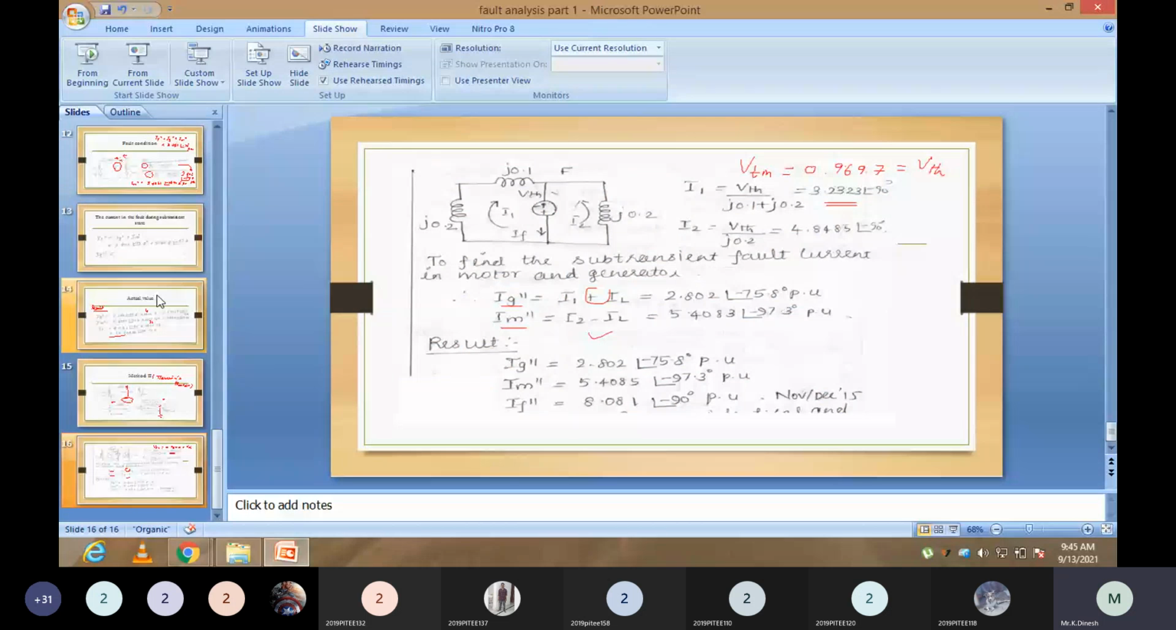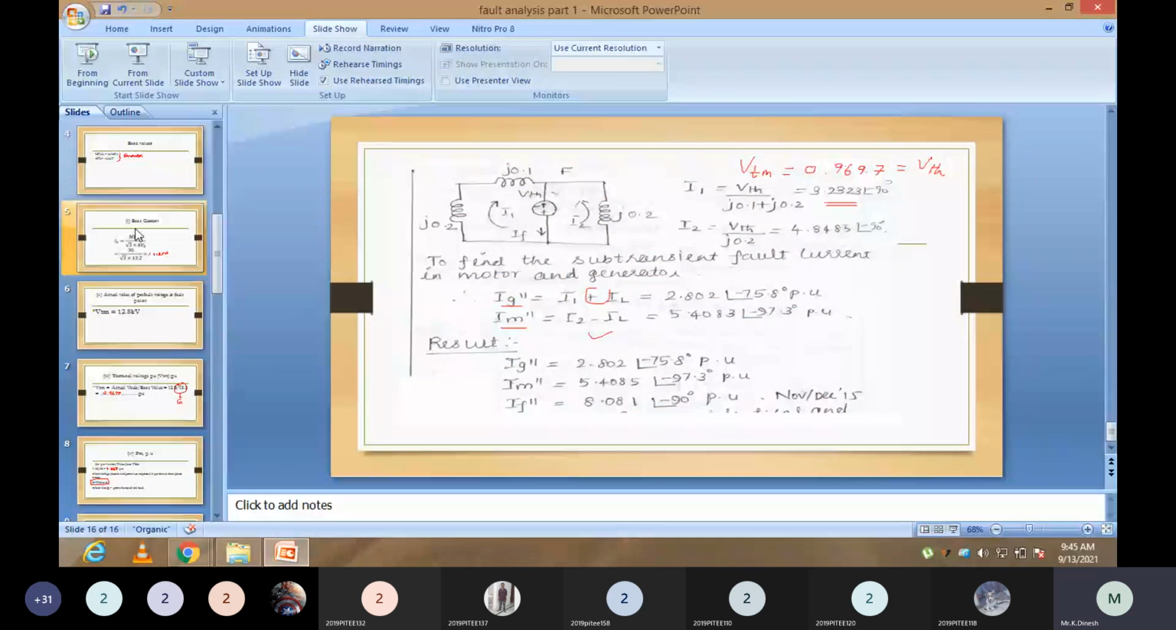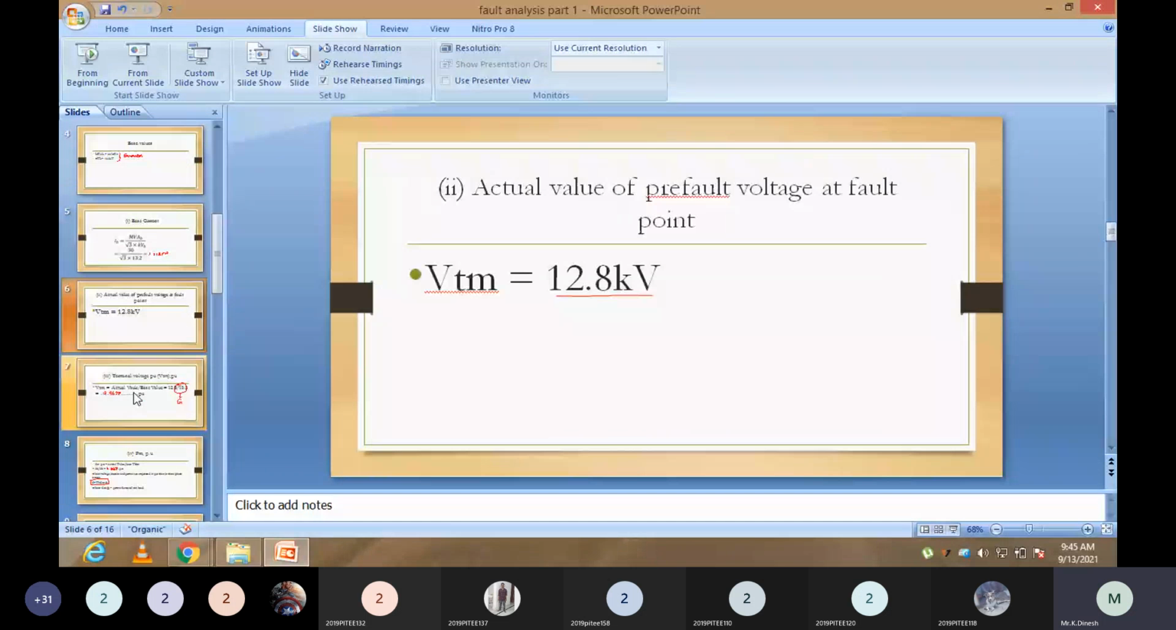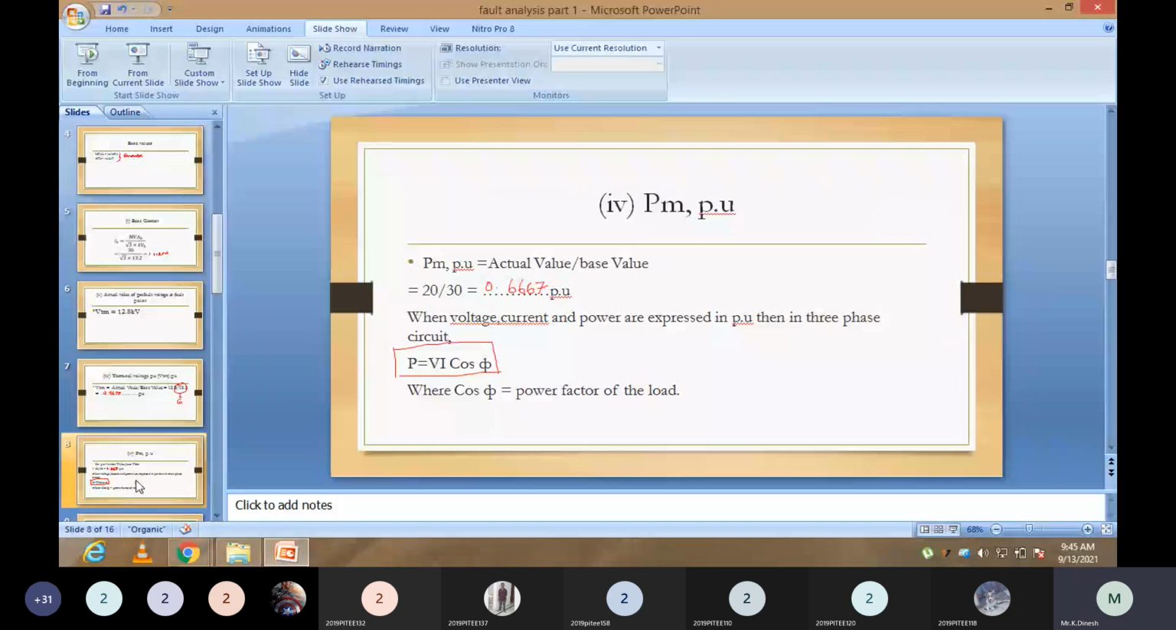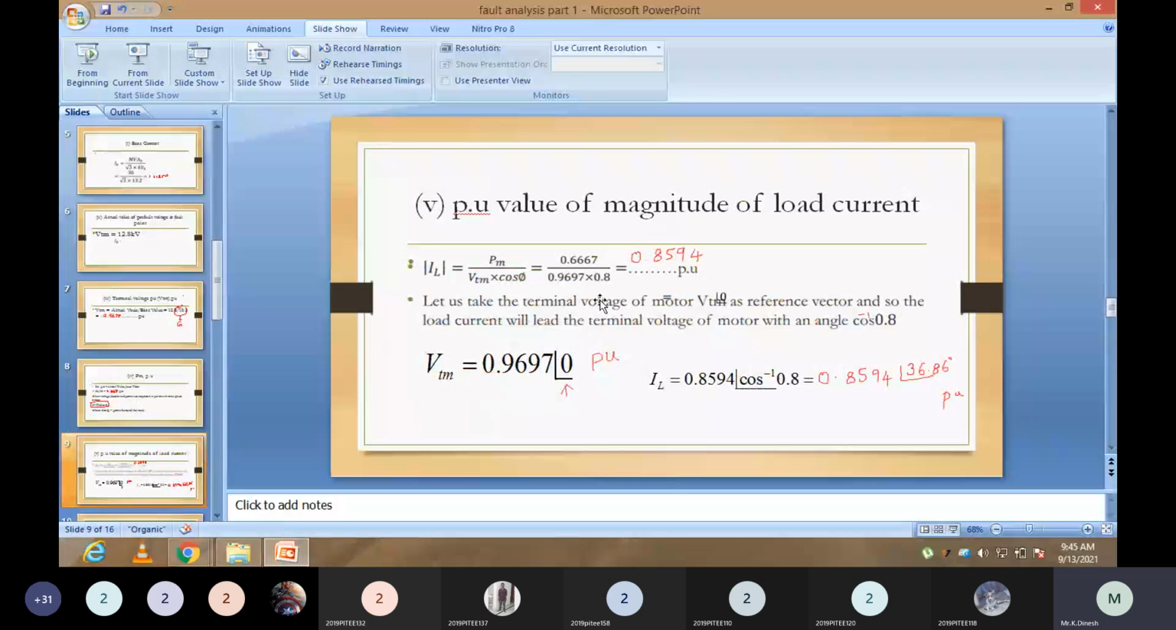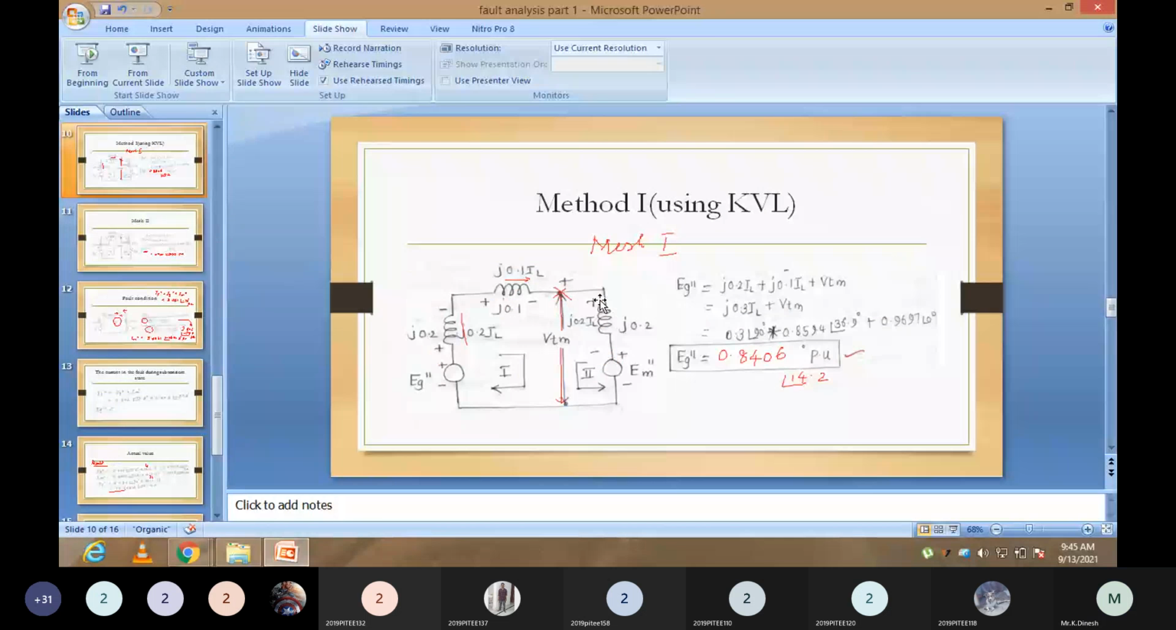So 1 base current, actual value, terminal voltage, power, and then current. This is common. After this, if the question specifies Thevenin's, then you approach with Thevenin's. Suppose not specified, you can use any method, either KVL or Thevenin's. It is up to you.